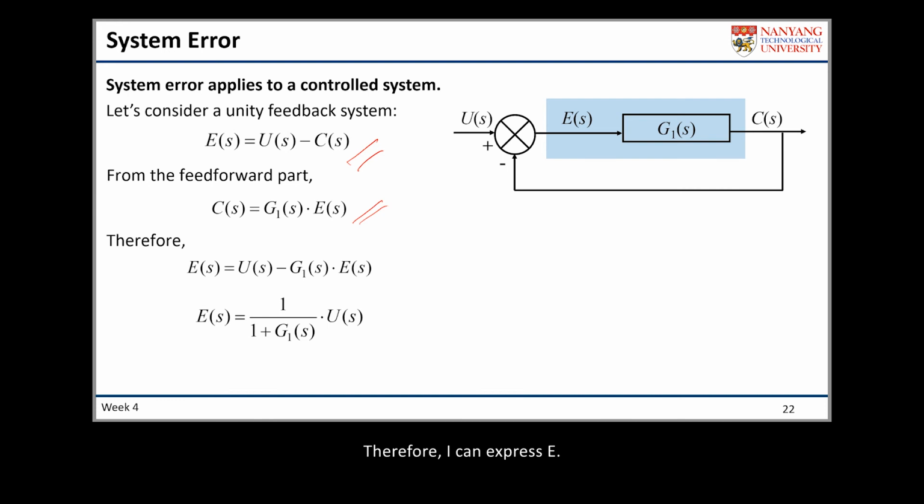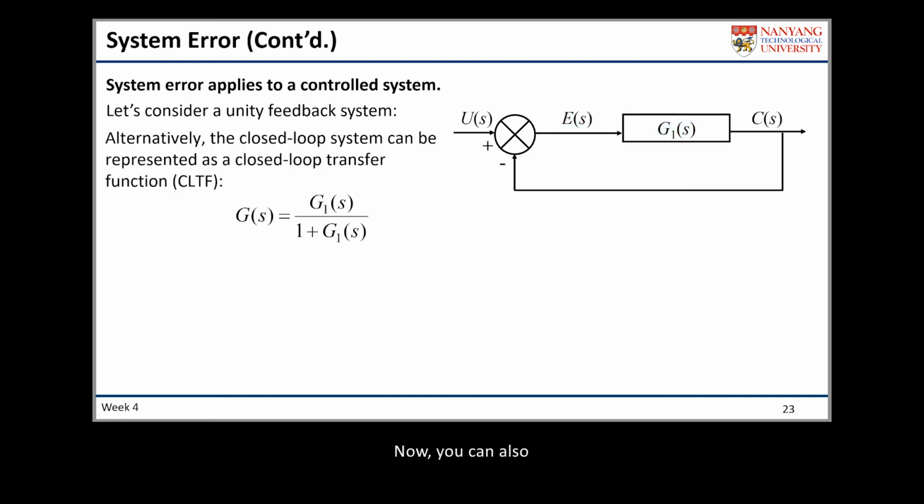Therefore, I can substitute the second equation into the first equation. E will be equal to U minus G1 times E. Or after I do some mathematical manipulation, E is equal to this equation, U divided by 1 plus G1. Now we are going to assess the accuracy of this system. How to do that? We just simply use the final value theorem, the one that we just discussed in the previous slide.